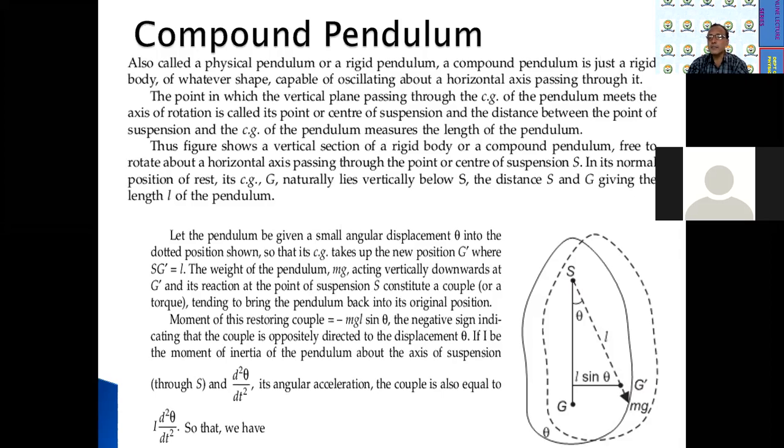In this figure, let us consider that there is a pendulum, a compound pendulum of any shape. देखिए मैंने बड़ा बेतरतीब शेप लिया है, कोई भी शेप का रह सकता, isn't it? Now this body, which is a rigid body, is suspended at the point S with the help of the rigid support. Therefore, the point S is the center of suspension. Below the center of suspension, there is a center of gravity, that is G.